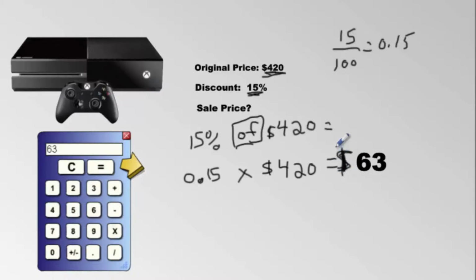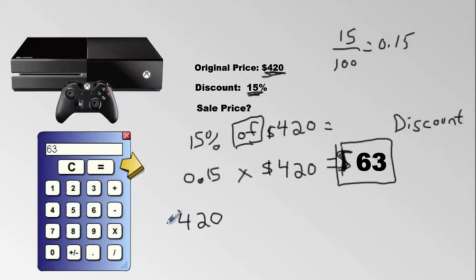So that's got to be the answer, right? No, it's not. You know why? Because that is the discount. And you know what discount means? Discount means it's getting cheaper. It's getting cheaper by $63. So that's not the new price. That's just how much cheaper it's getting. It starts at $420 and it gets cheaper by $63.